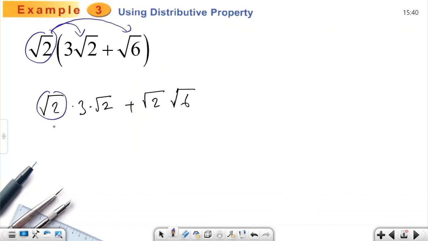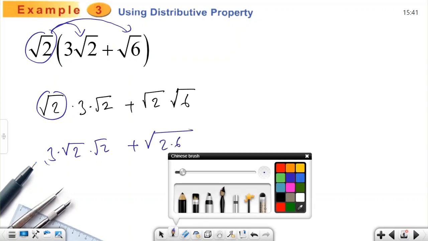Okay, if there's a square root of 2, let's write here square root of 2 multiplied by square root of 2 multiplied by 3. So you can change the place in multiplication. It's commutative, you can change the order, so it doesn't matter. So 3, I write the whole part here. Square root of 2 multiplied by square root of 2 will be 2. Plus, I can write under the same, 2 times 6.